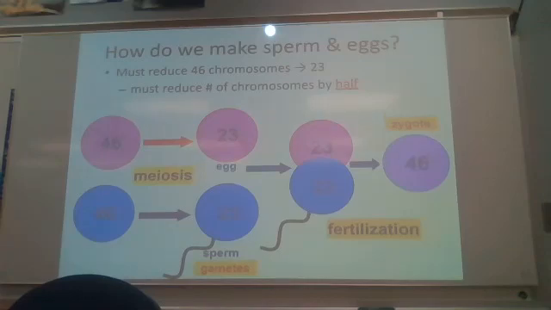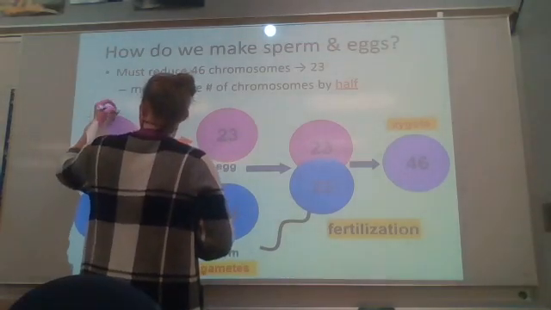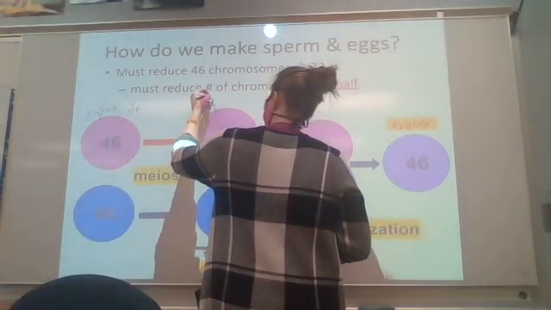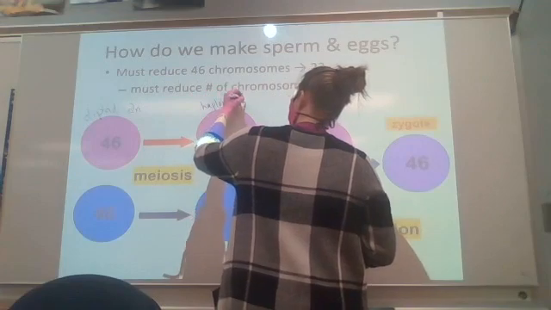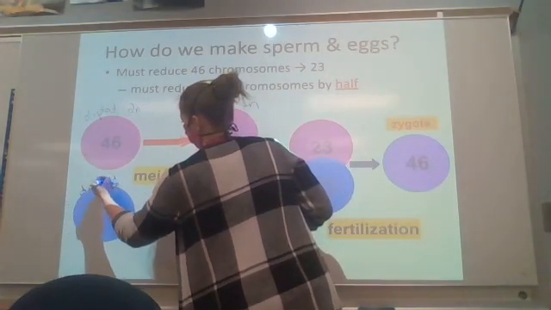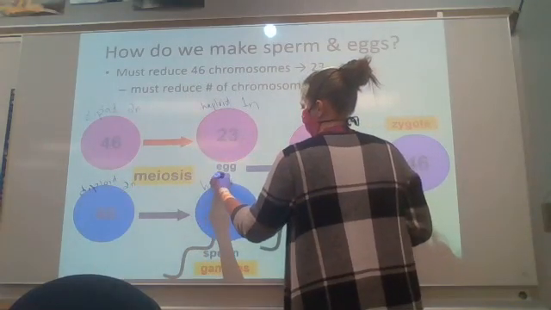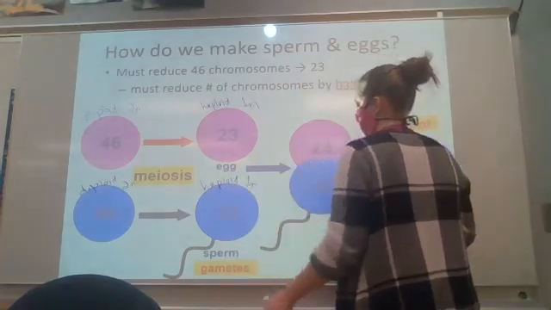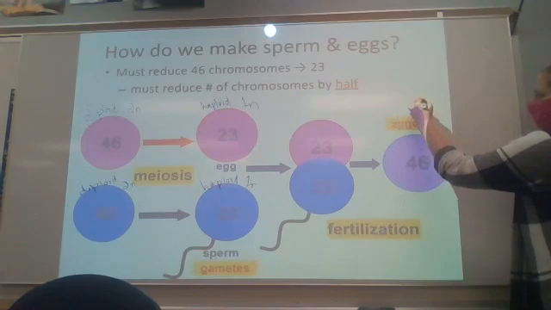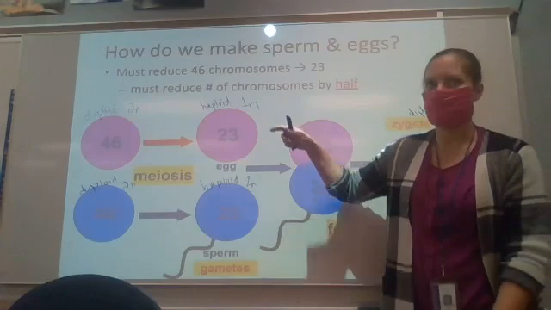Again, I'm just going to emphasize this. Haploid, human, haploid, 1N. 2 copies, haploid, 1 copy. So again, when we do the fertilization process, now we end up back with an organism that is diploid and has 2 copies. 1 set of copies from dad, 1 set of copies from mom.